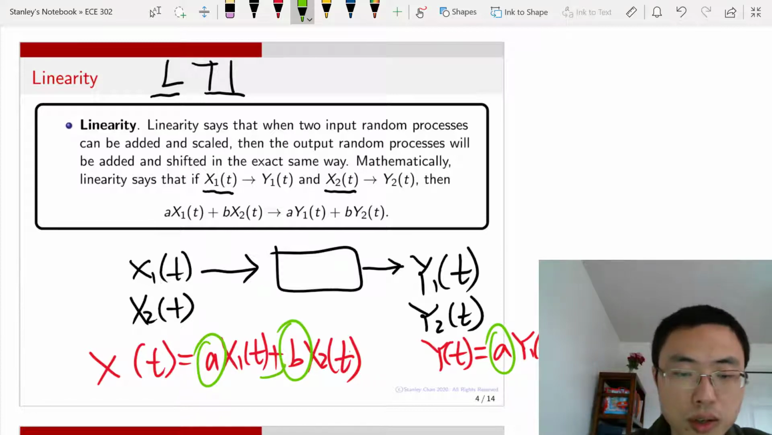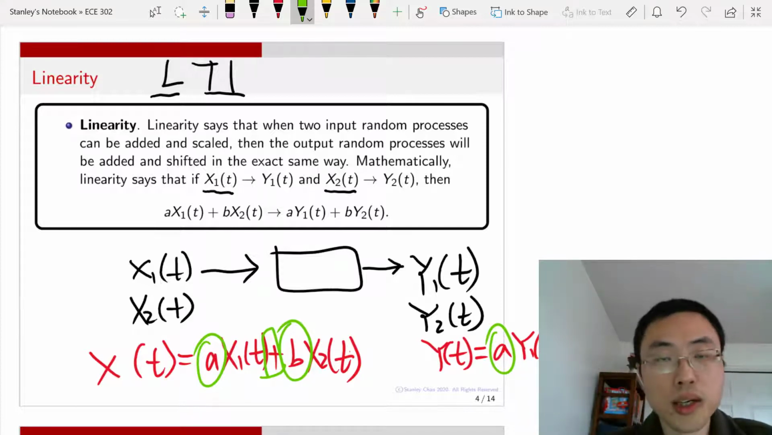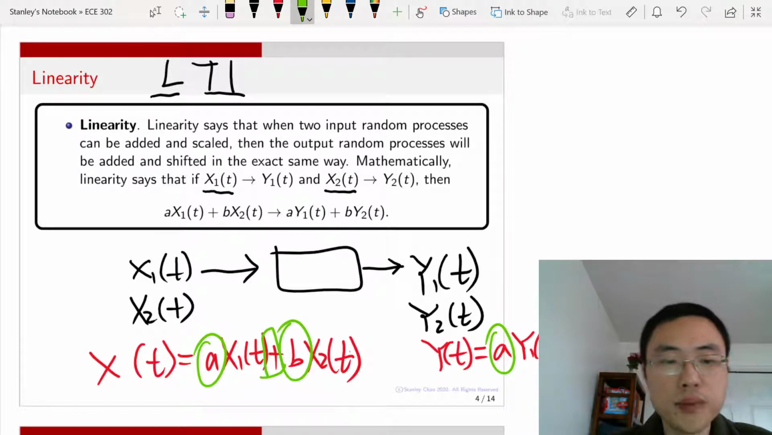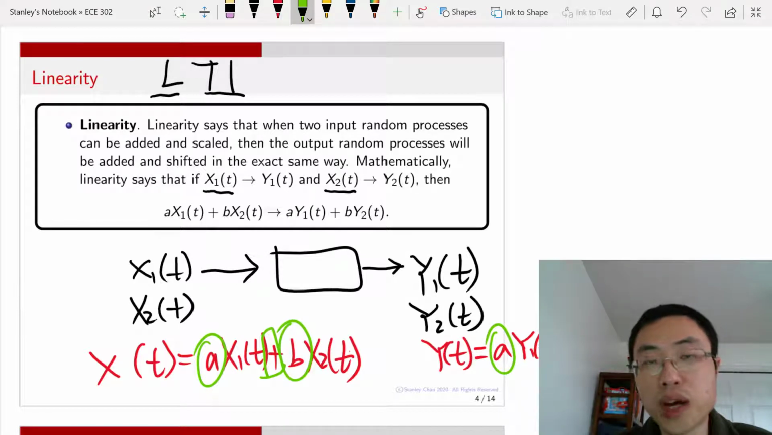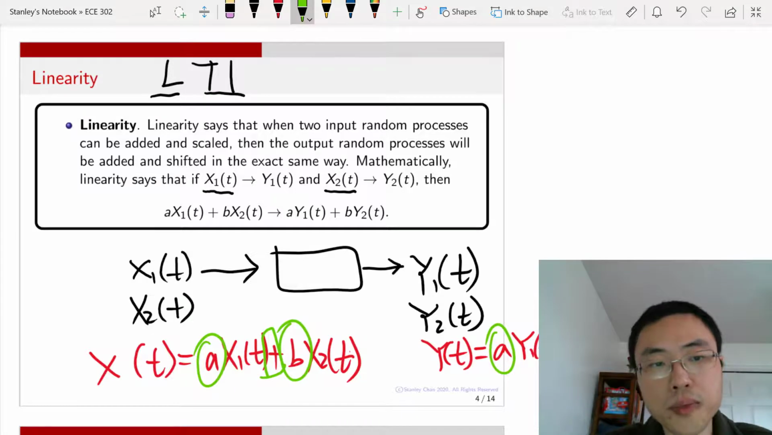In addition, this operation, the sum, will be preserved. So you will not get x1 times x2 as you go through the system. You won't get x1 squared or x1 cubed plus the cosine of x2. It has to remain as a times x1 and b times x2. As you go through, you will have a times y1 and b times y2. This is what we call the linearity.